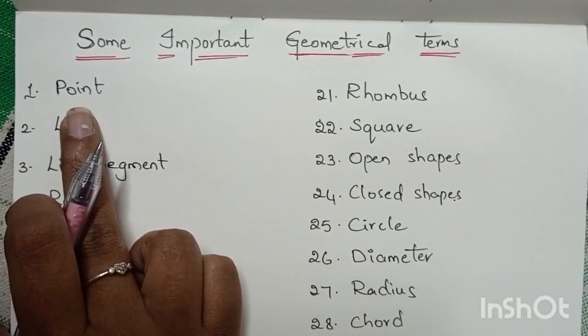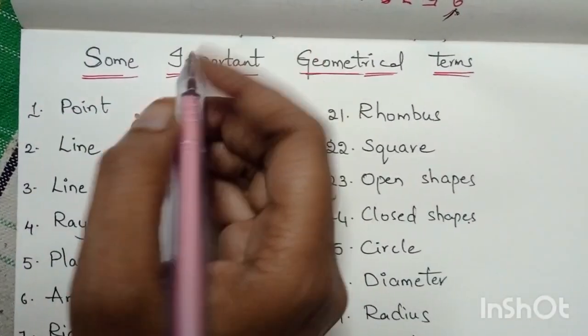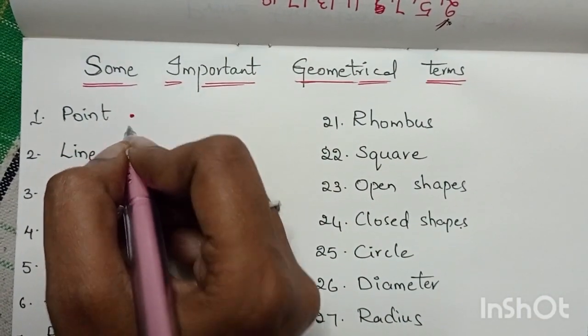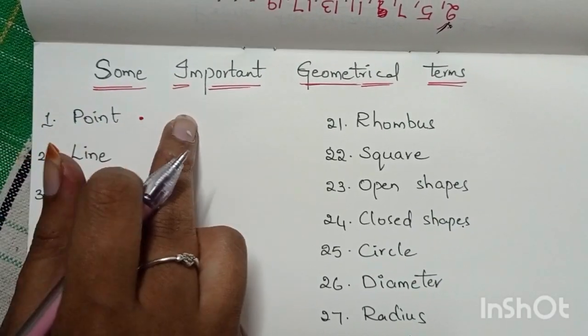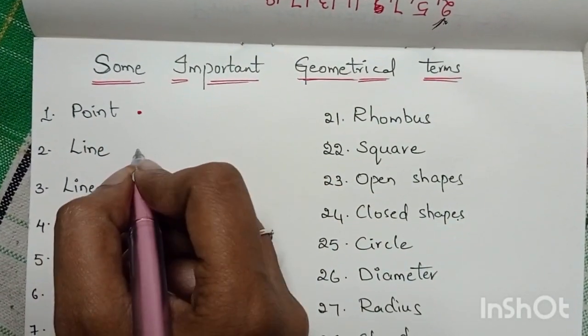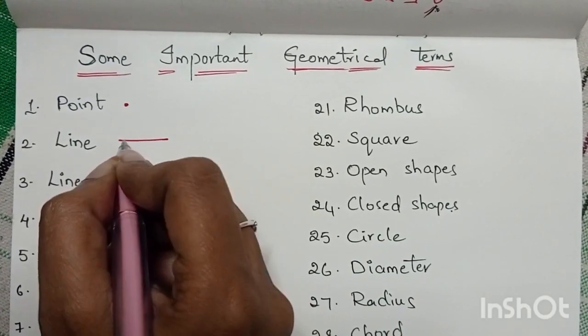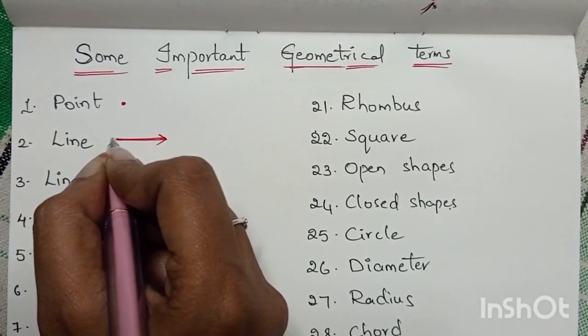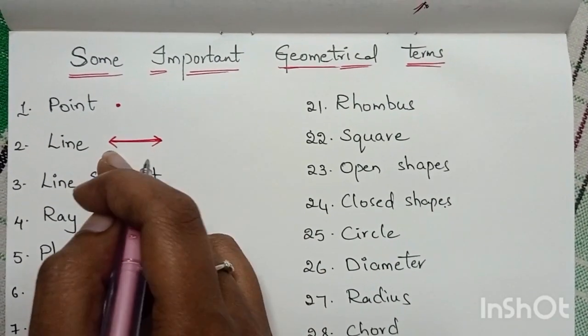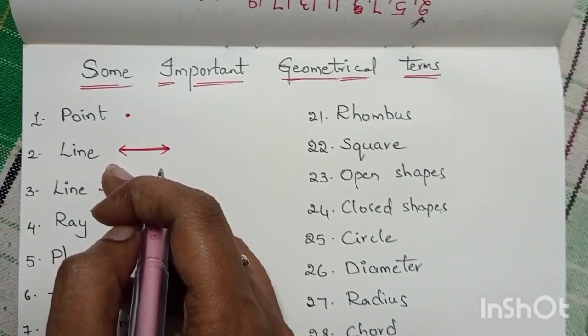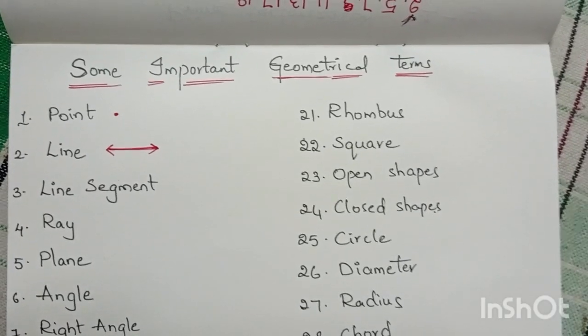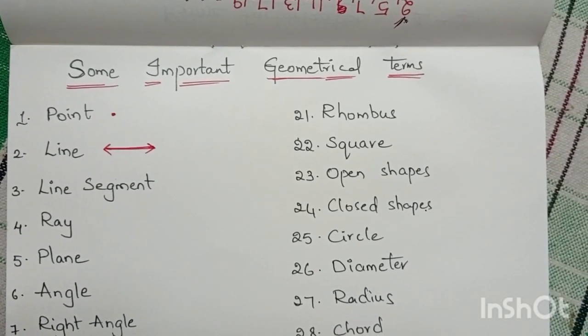Okay. So, first one is point. Point is nothing but a small dot which is used to show an exact location or position of something. Line. Line is a straight path where it is never ending. So, it is denoted using arrow marks on both sides. It can start from anywhere. It can end anywhere. It can go to anywhere.